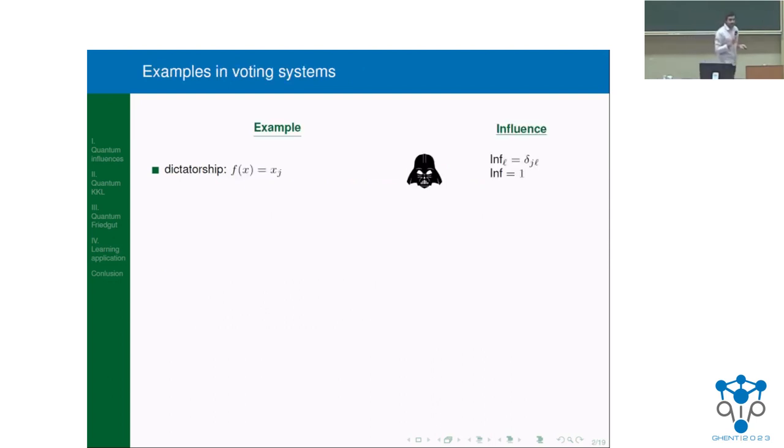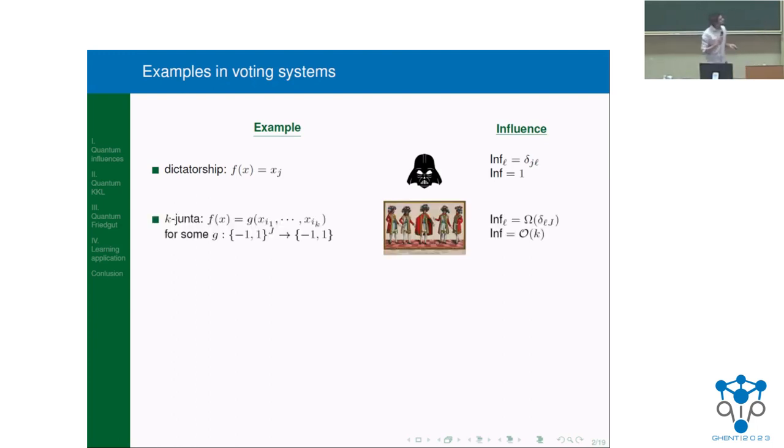And you can find examples of Boolean functions just by looking at voting systems. The idea here is that the smaller the influence of each of the individual bits, the better the voting system will be. If you start with a dictatorship, for which the function takes the value of one of its bits with certainty, then the influence of that bit, the bit j, will be equal to 1, and the influence of any of the other bits will be equal to 0. So the total influence is equal to 1 here.